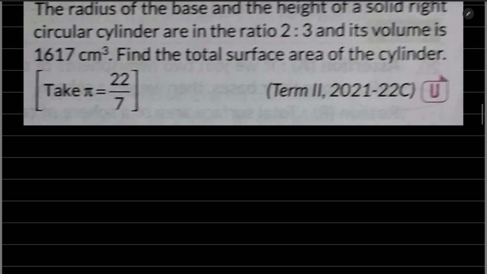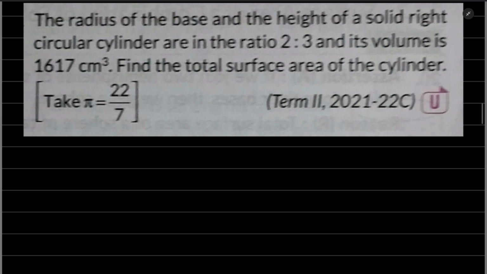Let us do one more question. Here, the radius of the base and height of a solid right circular cylinder are in the ratio 2:3, and its volume is 1617 centimeter cube. Find the total surface area of the cylinder. You have to take pi as 22 by 7.